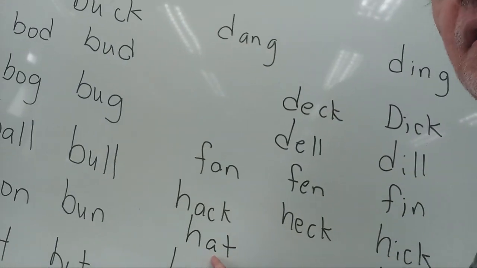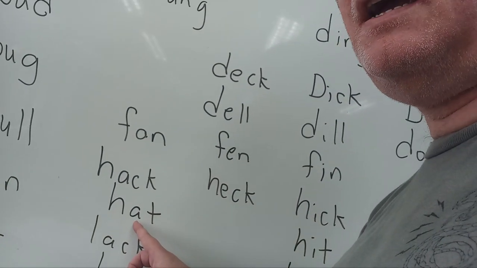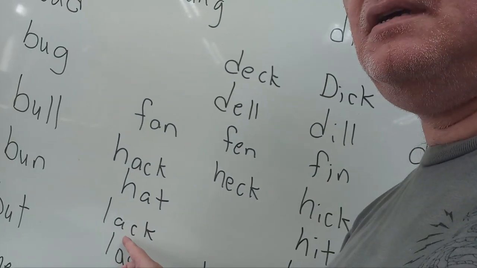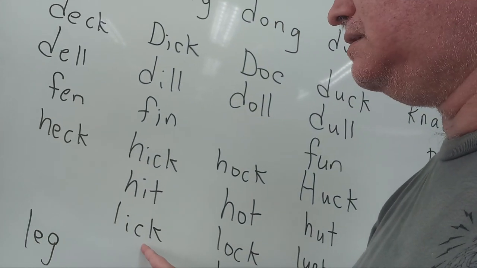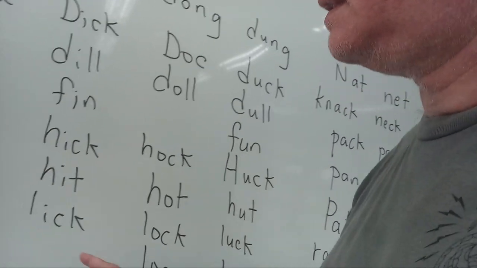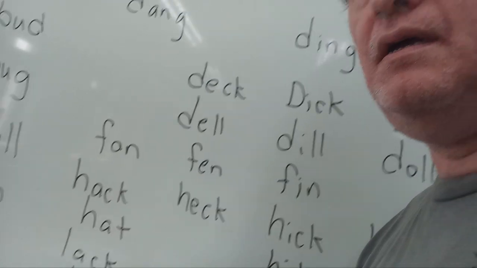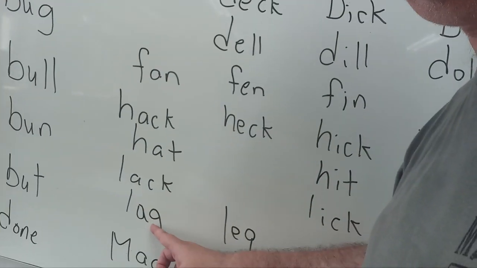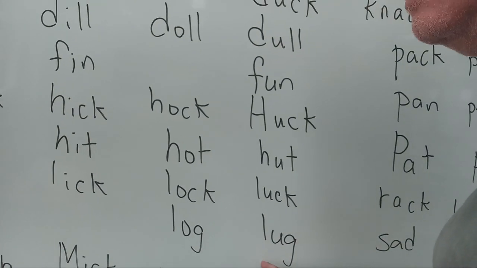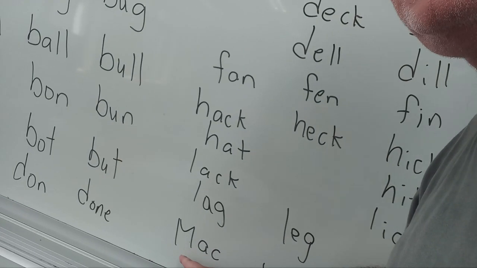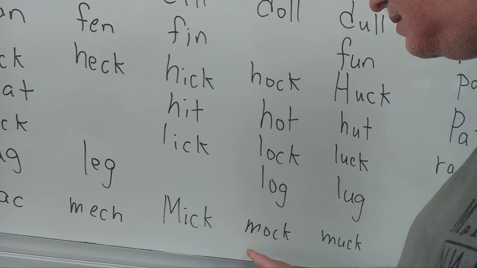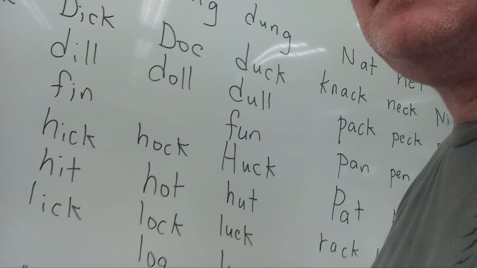Here. Where is it? I can't see it here. Hat, hit, hot, lack, lick, lock. Oh, I can't see. Where are here? Lag, leg, log, lug, mac, mech. Mick, mock, muck. Okay.